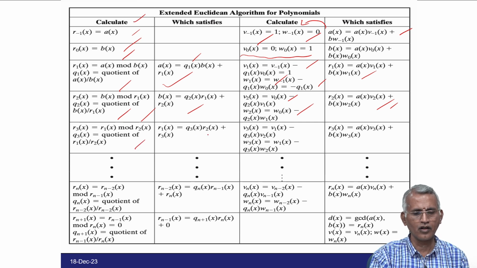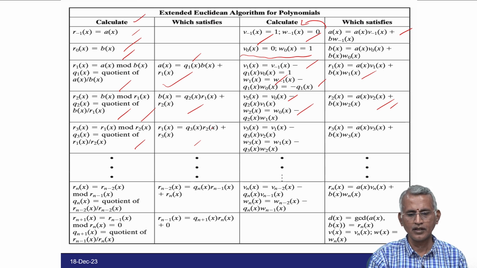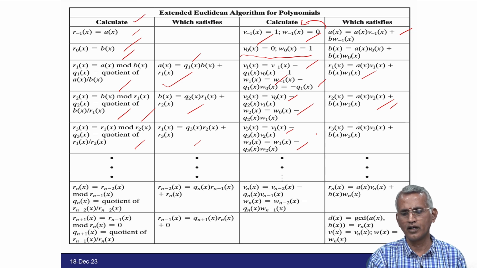Therefore, R1 of x equals Q3 of x into R2 of x plus R3 of x. From this, V3 of x equals V1 of x minus Q3 of x into V2 of x, and W3 of x equals W1 of x minus Q3 of x into W2 of x. Therefore, R3 of x equals A of x into V3 of x plus B of x into W3 of x.